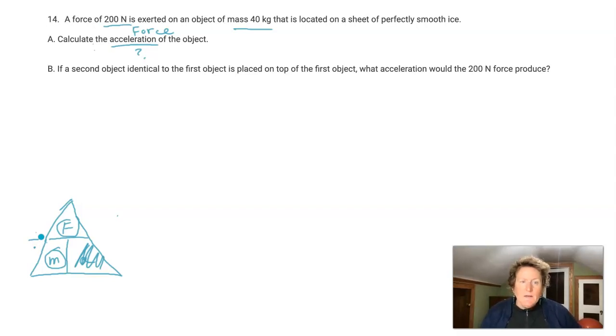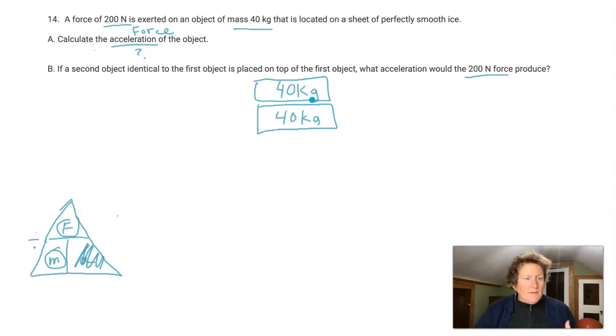B says if a second object identical to the first object is placed on top of the first object, what acceleration would a 200 Newton force produce? So we know force is the same, but mass, let's say we have a 40 kilogram mass skating along on our ice, and we put another 40 kilogram mass on top of that one. So what's the mass of 40 kilograms plus 40 kilograms? That's the mass you use for the second part of the problem.